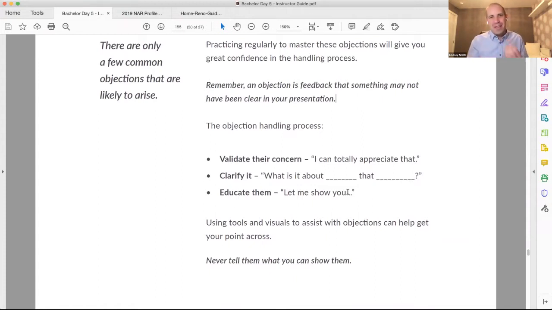But when someone gives you an objection, we suggest going through and handling it with 3 steps. Number 1, validate their concern. This is very, very important that you are telling them that you appreciate where they came from. You have to remember that everybody's backgrounds are different.